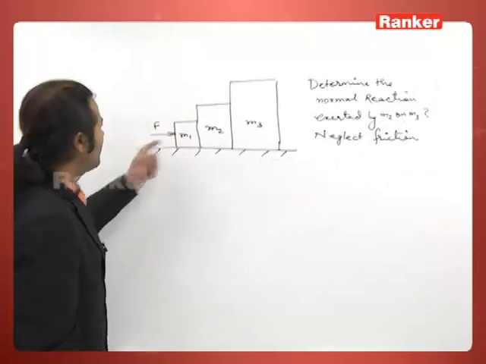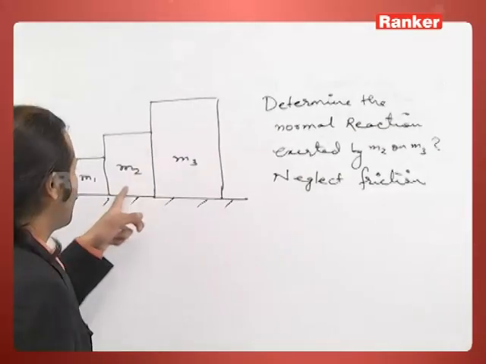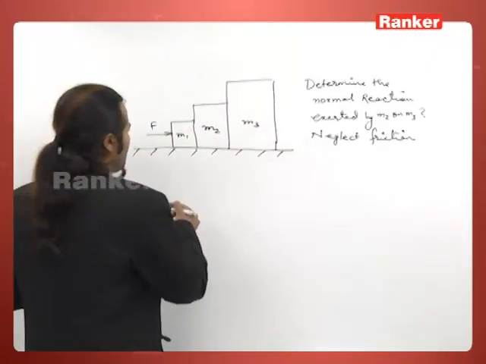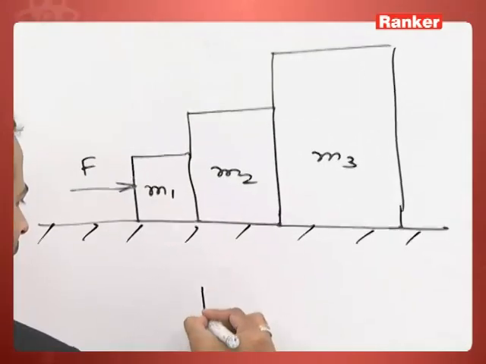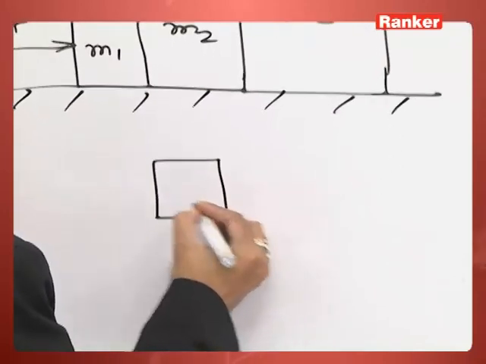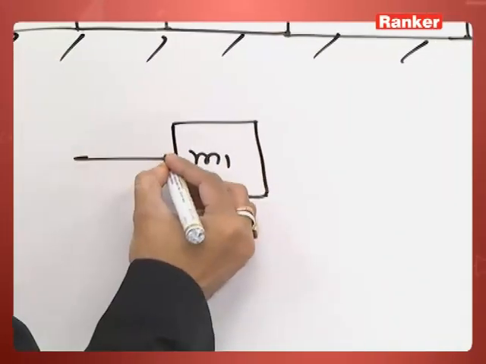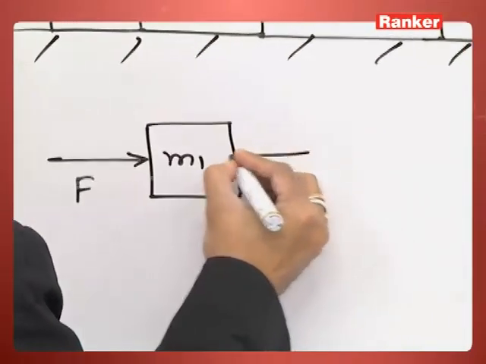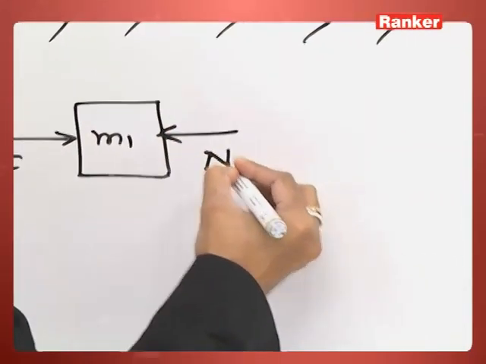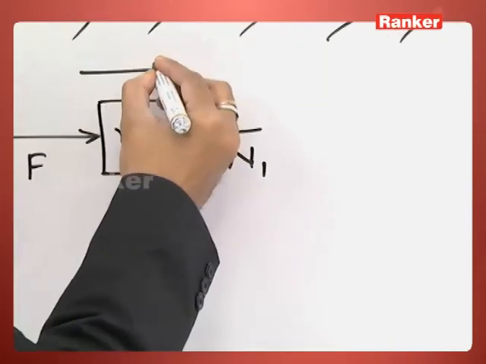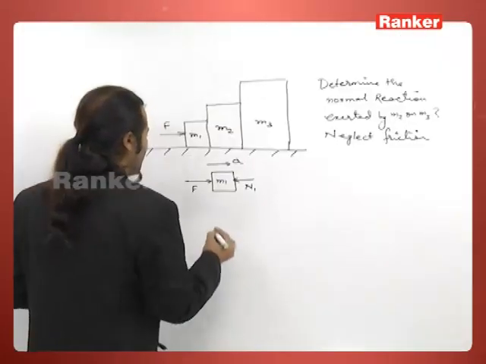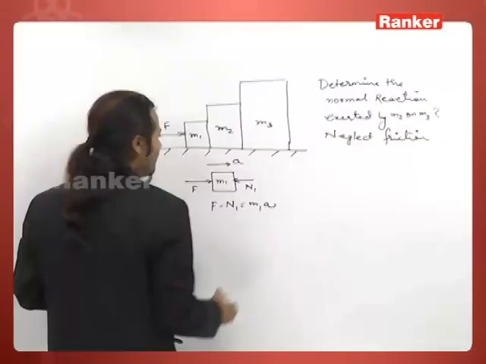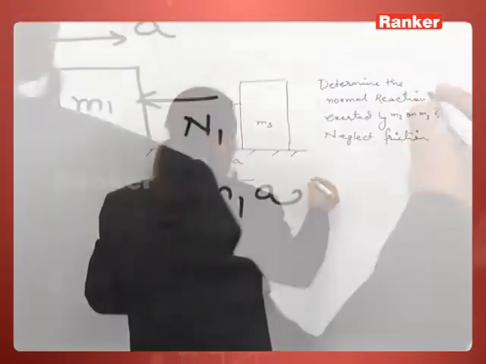So here we want to find out the normal reaction exerted by M2 on M3. We can solve individually. This is M1, this is F, M2 will be giving a force, let that be N1, and M1 is accelerating in this way. So I can write F minus N1 is equal to M1 into a. Now I take this M2 block.